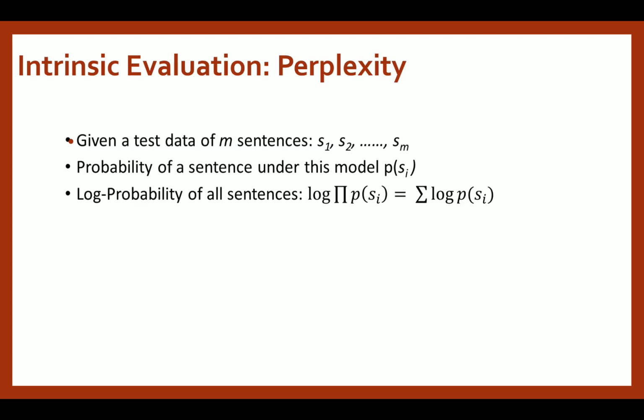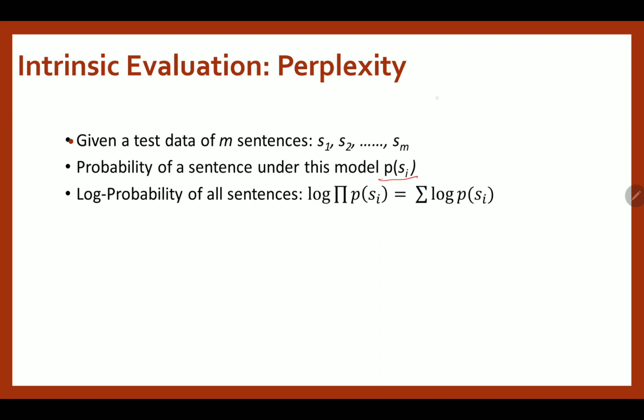So perplexity is the common way to evaluate any language model. If we have test data of M sentences, let's say S1 to SM, these are the M sentences in your test data, and for each of these sentences you have a probability estimated using your training data, and then you take the log probability of all sentences.